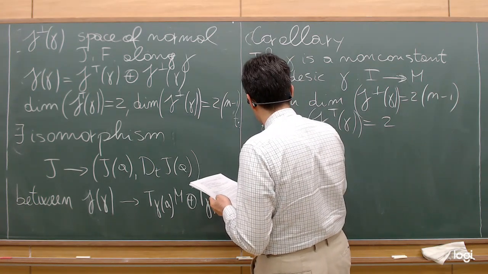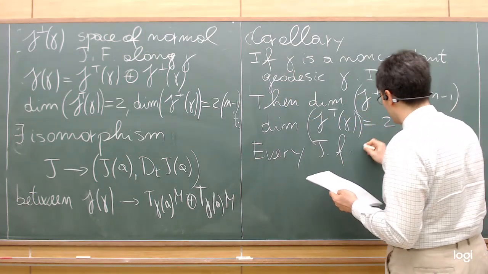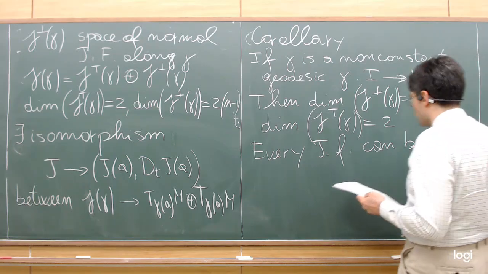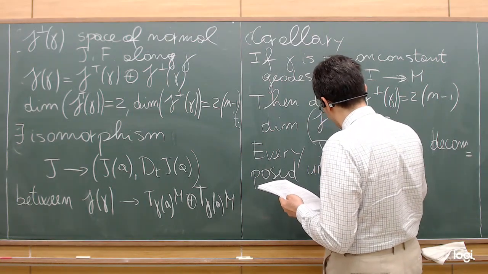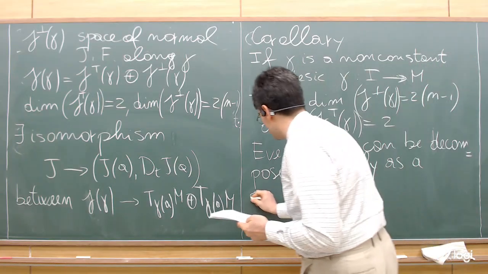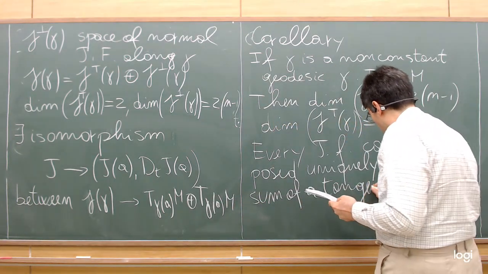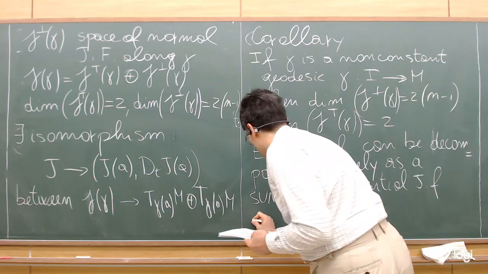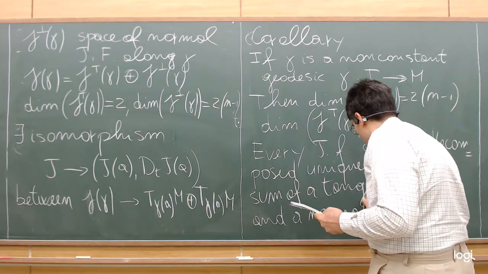And every Jacobi field can be decomposed uniquely as a sum of a tangential Jacobi field and a normal Jacobi field.